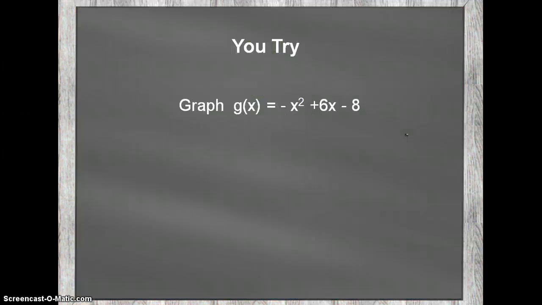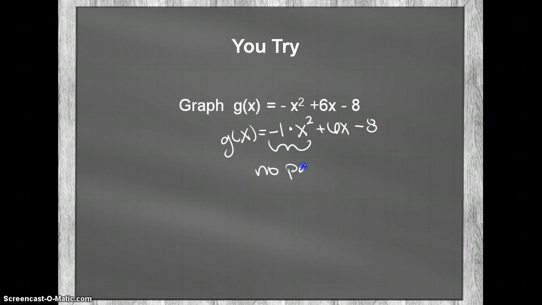So here's your u-chart. Graph g of x is equal to negative x squared plus 6x minus 8. To assist in this process, I'm going to slightly rewrite this to make sure that you do not work that negative incorrectly. That is negative 1 times x squared plus 6x minus 8. You'll notice here there are no parentheses. Therefore, the x is being squared, not the negative 1. Please make sure that you show all steps, and if you have questions, you can ask them in class.